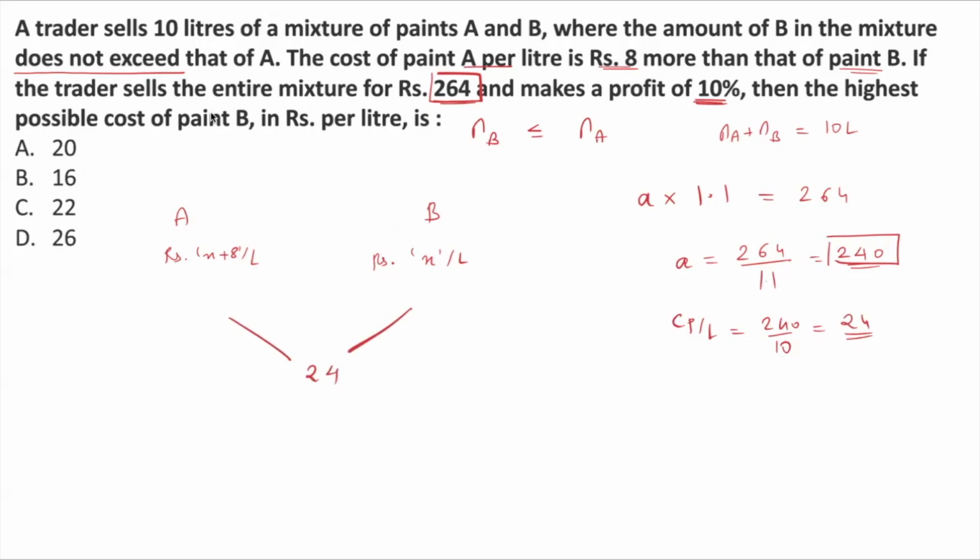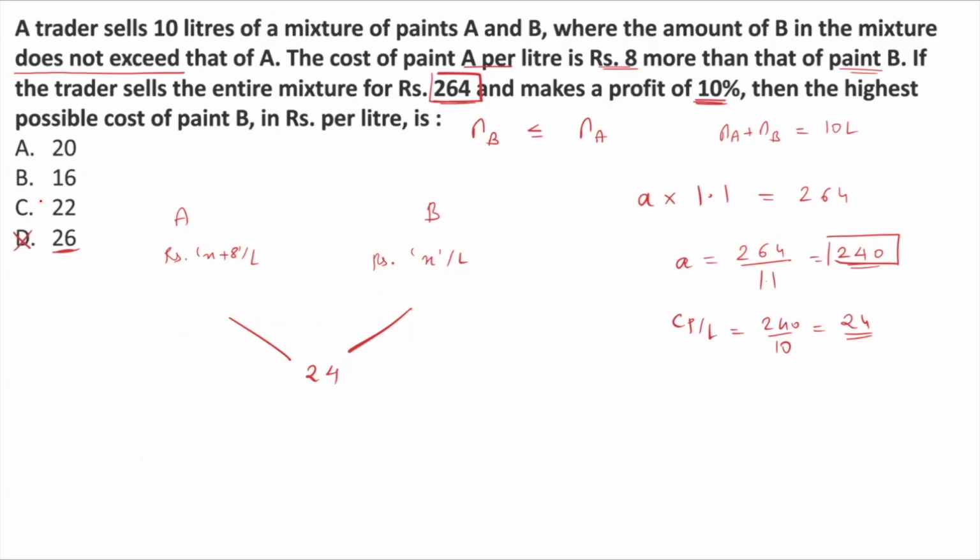You want the highest possible cost of paint B. As per the options, the highest possible cost is 26. So this will be 26 here. And then the price of mixture A per liter will be 8 more. It will be 34. Well, this is impossible. If the first mixture is 26 and the second mixture is 34 rupees per liter, their average price, their final price, will lie between 26 and 34. So option D is not possible.